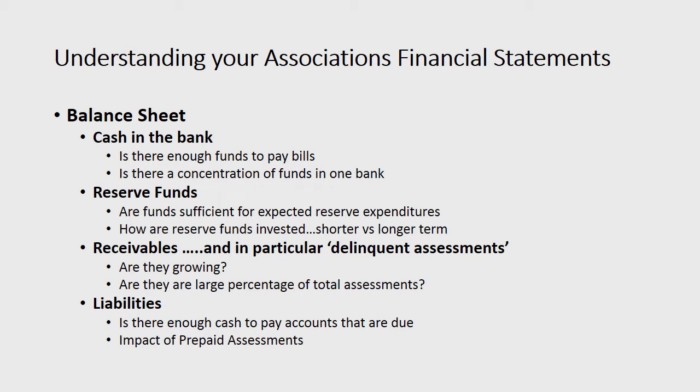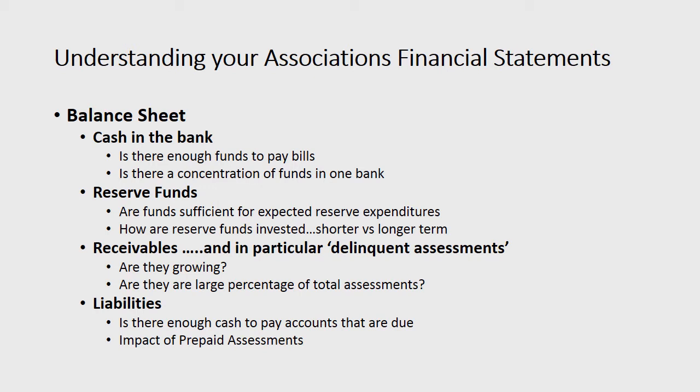Can the association access the reserve monies in an emergency for unexpected repairs, i.e. those caused by a hurricane or a large storm not covered by insurance? And 2, is the money invested in a laddered fashion so as to reflect likely spending needs for these funds?